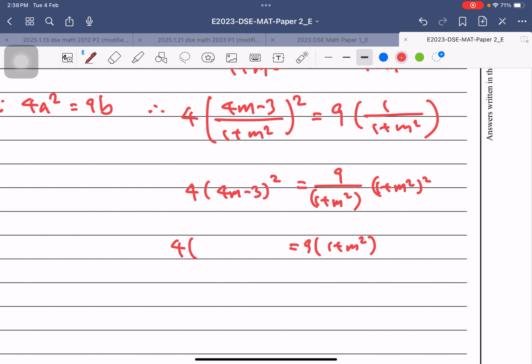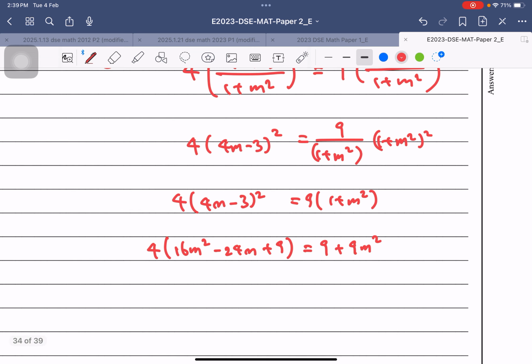So on the left hand side we copy down the rest. And now we don't have the fractions. Then we can expand the bracket. So we have 4 times 16m squared minus 24m plus 9 equal to 9 plus 9m squared. Expand the bracket again. 64m squared, 96m plus 36.